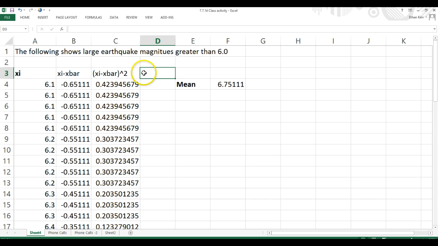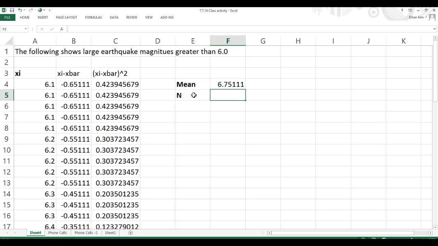So what do we do next? What do we do? We divide these values, and we do what? We divide it by n minus 1. But we don't know what n equals. So why don't we just look for n? Right? So n is the number of observations.